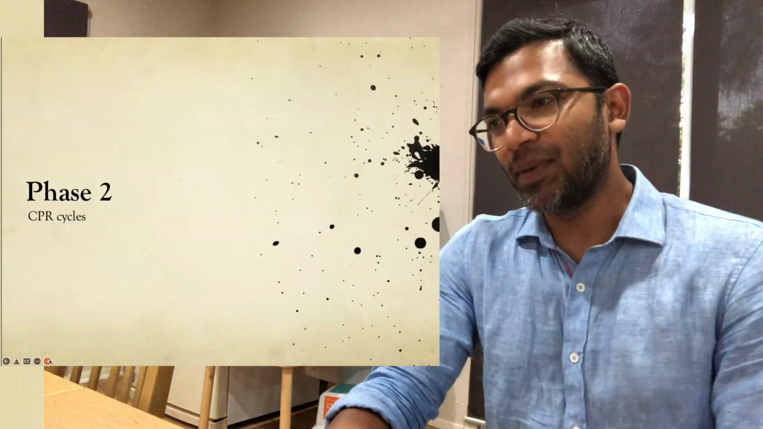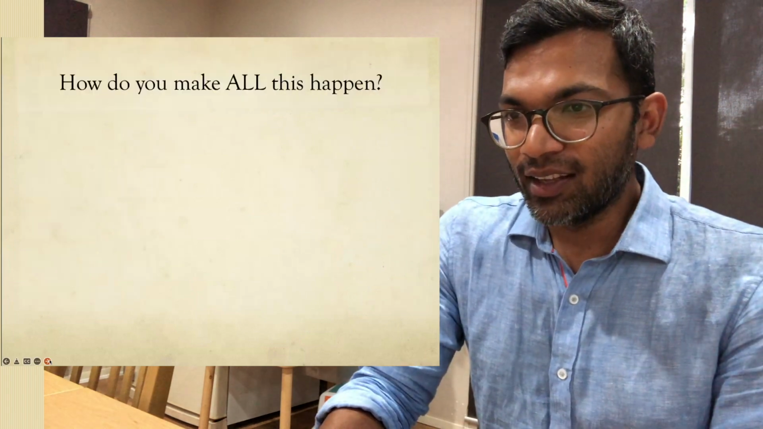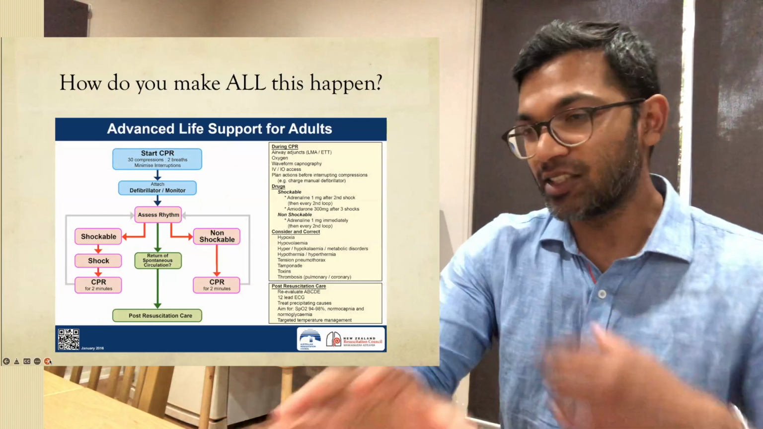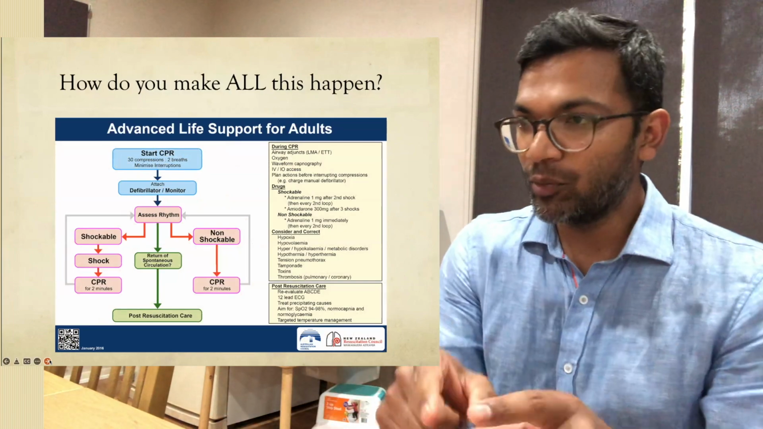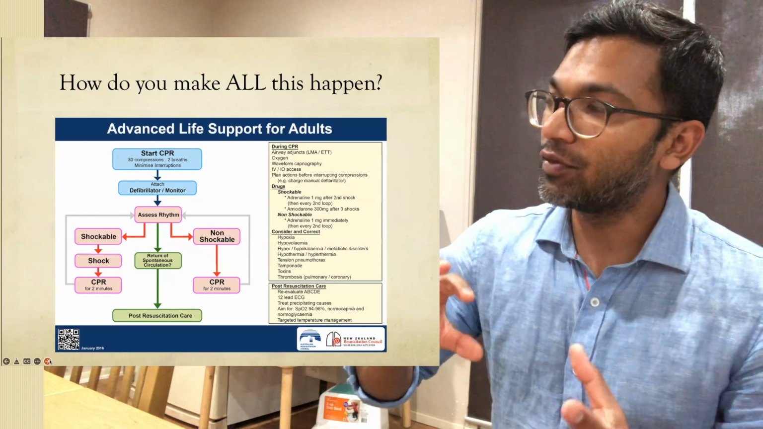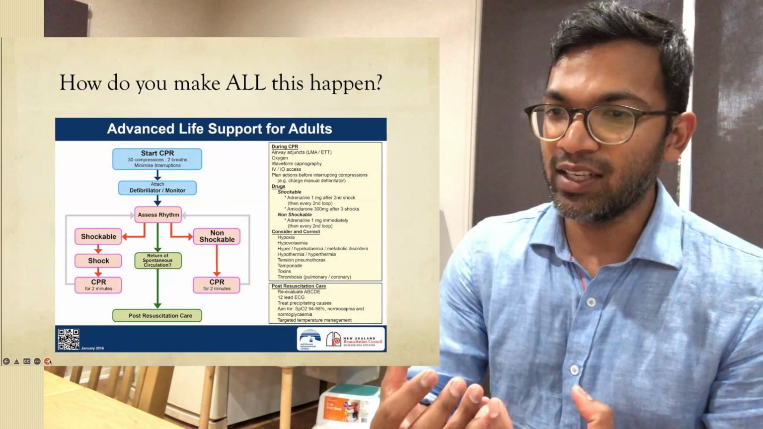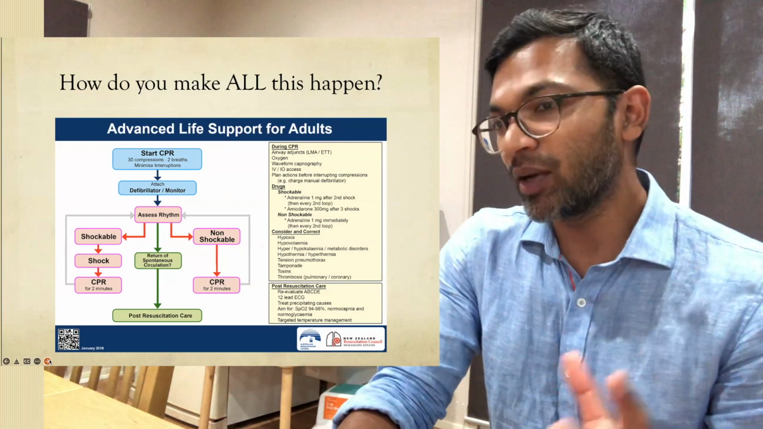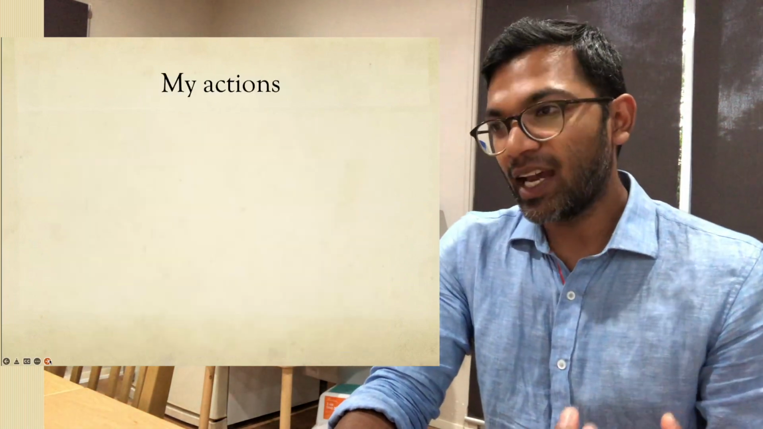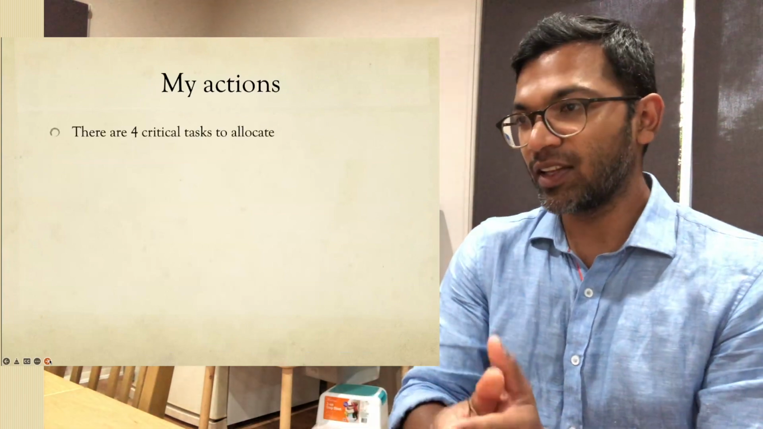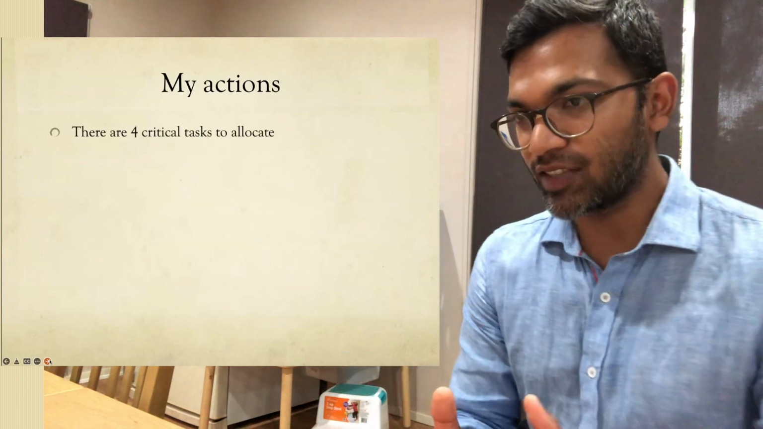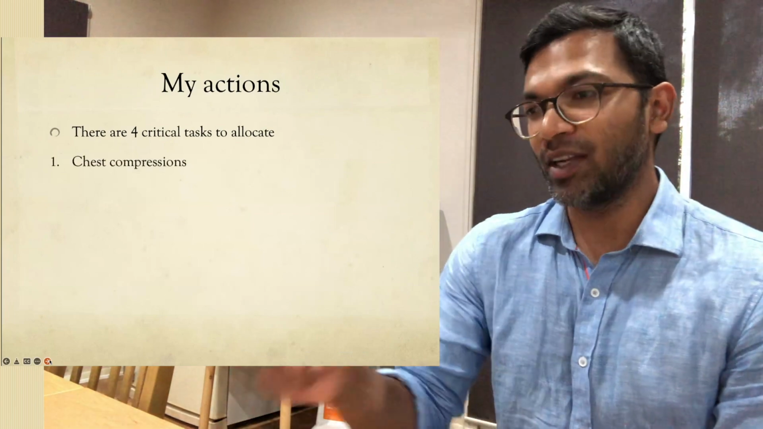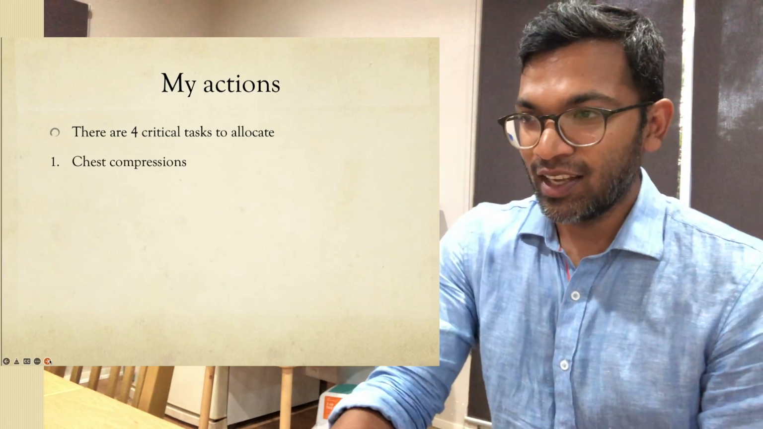Okay, phase two is CPR cycles. So really the question is, how do you make all of this happen? Now, I think this is a really great flow chart. The only problem, when I first started looking at this, was that it didn't actually tell me what I needed to do in a crisis management setting. So that's what I want to go through with phase two. My actions are literally to identify that there are 4 critical tasks with advanced life support. I've got to make these things happen if I'm the leader. Or if I'm not the leader, I've got to make sure that I'm checking that I am doing one of these if there are only a few helpers around.